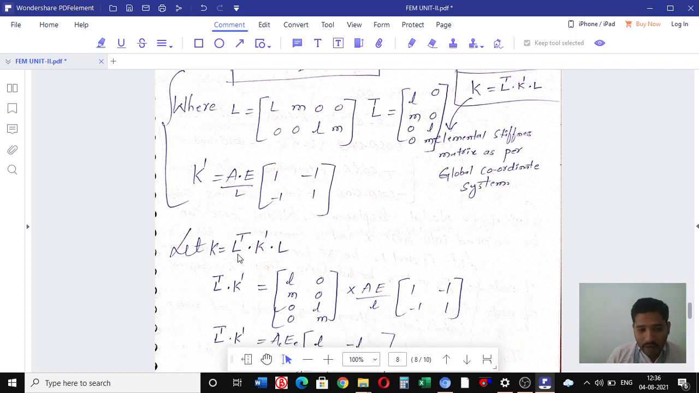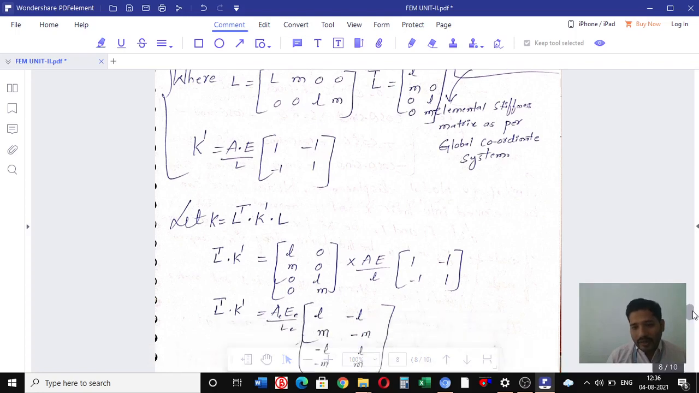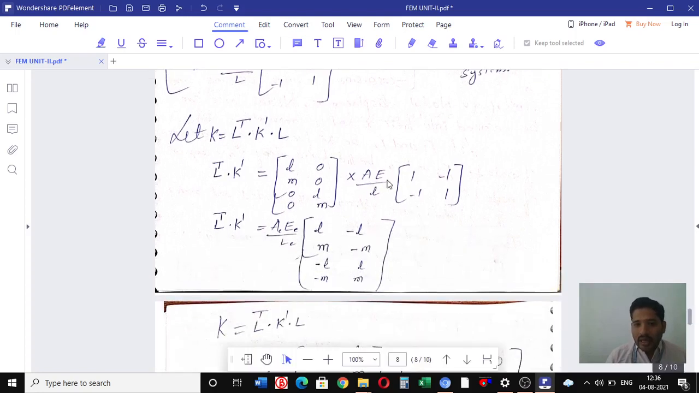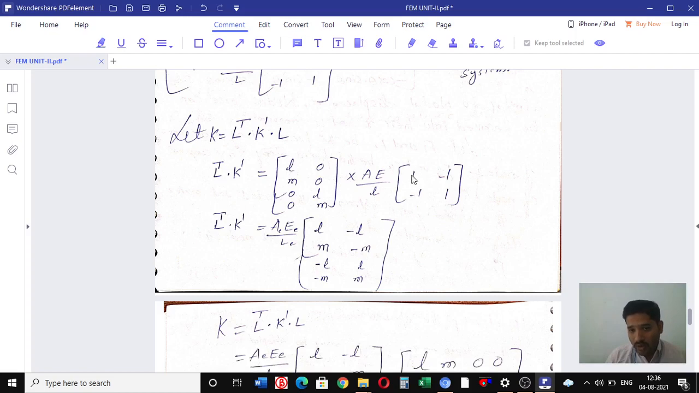So first of all we need to find out L transpose into k dash. L transpose value is [L m 0 0; 0 0 L m]. After that, the k dash value is AE by L [1 -1; -1 1]. Here the AE by L we need to keep outside. Then we need to cross multiply this row into this first column.